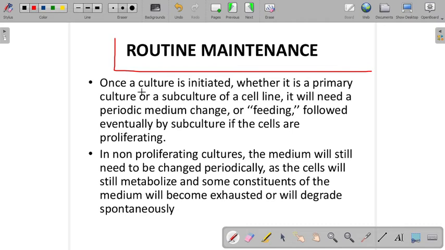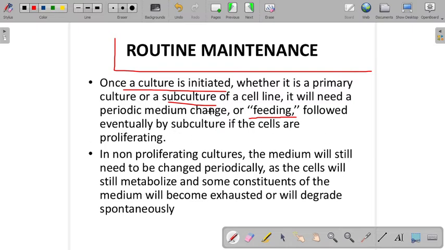What is routine maintenance? You need to observe the culture. Once your culture is initiated, whether it is a primary culture or a subculture, you need to study it. If it is a subculture, then you need to change the medium periodically. Then what is the feeding time? Feeding time means for how long a period you need to change your nutritional media.